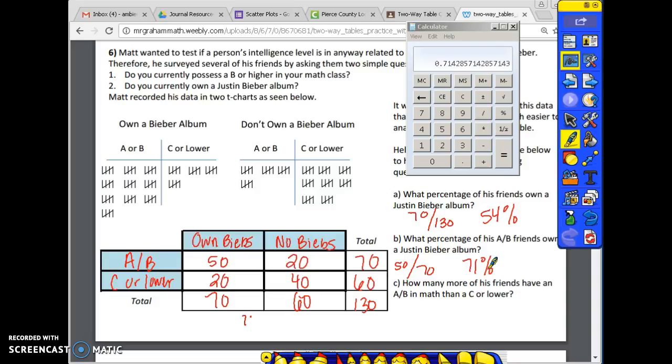How many more of his friends have an A or B in math than a C or lower? So of his friends that have an A or a B, there are 70 that have an A or B and 60 that have a C or lower. And when we subtract that, that leaves us with 10 friends that have an A or a B more than those that have a C or lower.